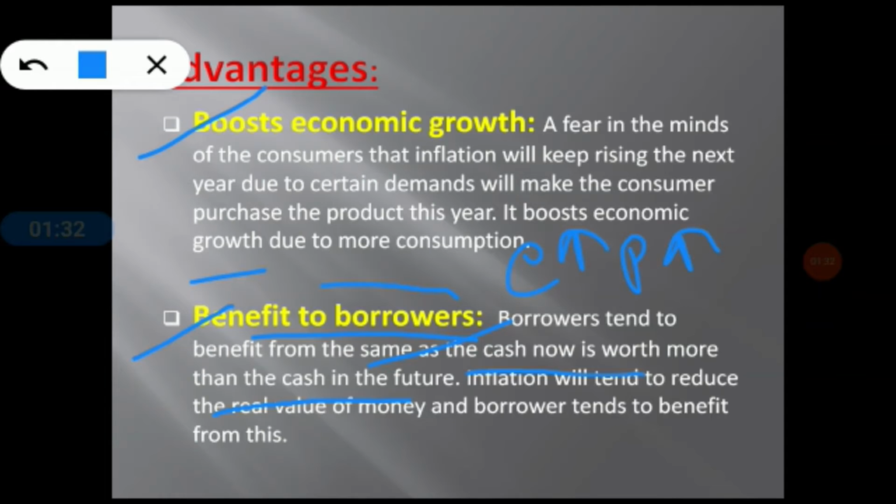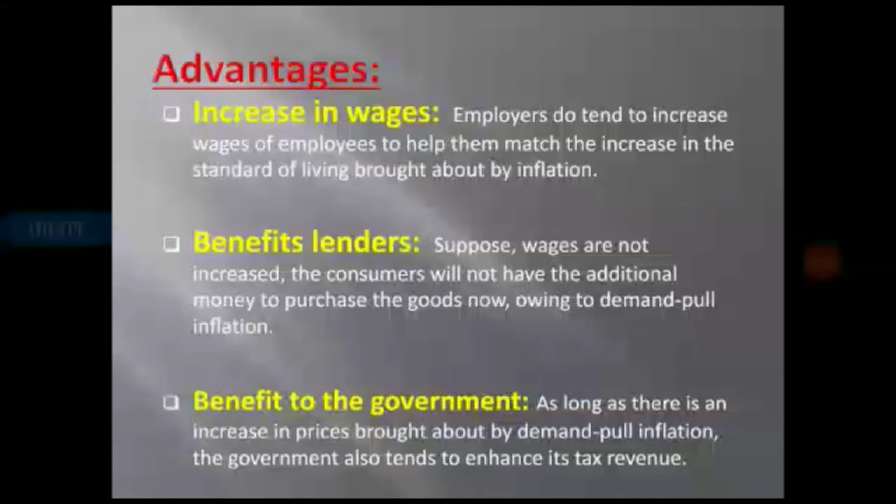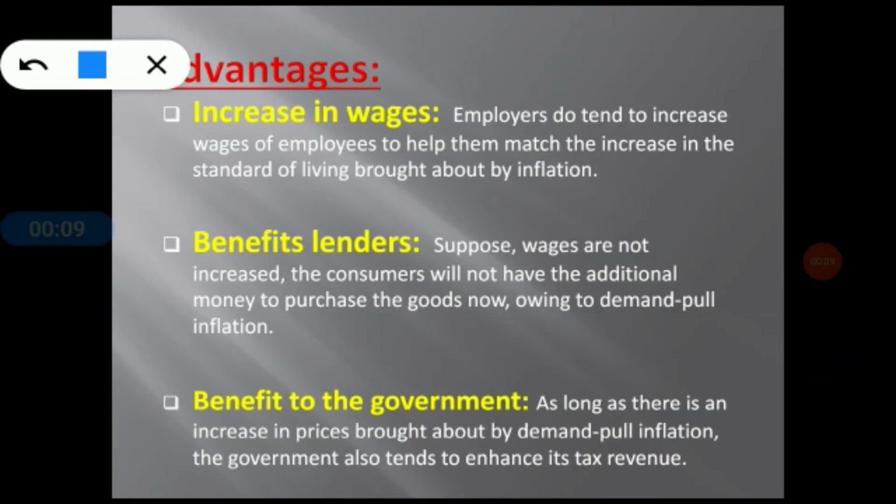Now move on to the next slide. Here is another slide for advantages of demand pull inflation, and the third point is increase in wages. When the price of the product increases due to inflation, employers tend to increase wages of employees to help them match the increase in the standard of living brought about by inflation. So companies or firms are putting up wages, or the labor cost.